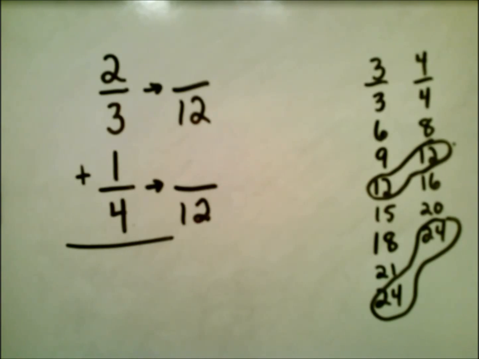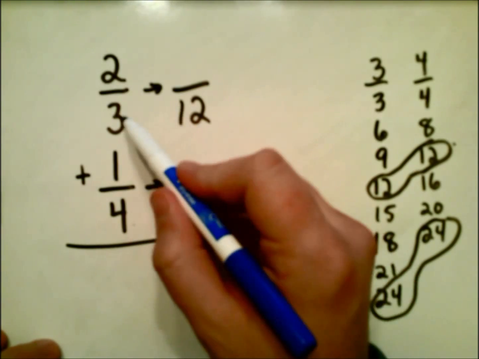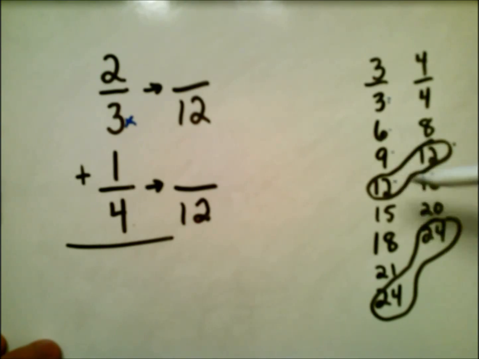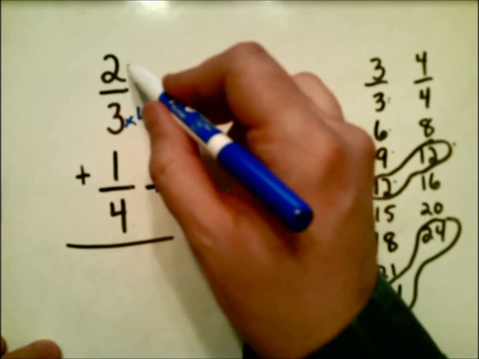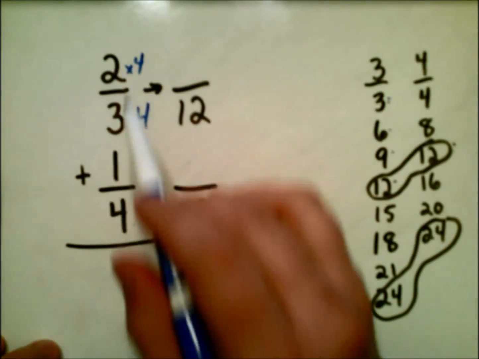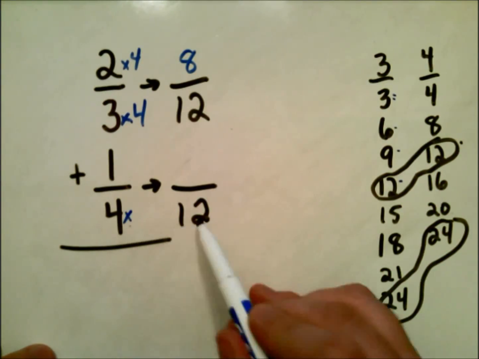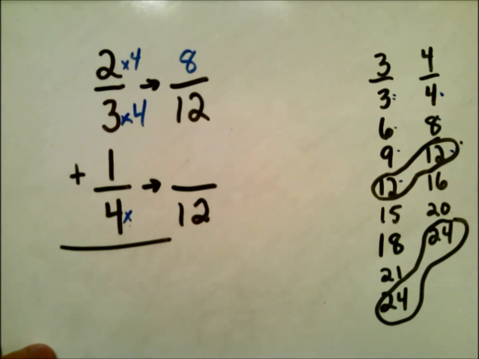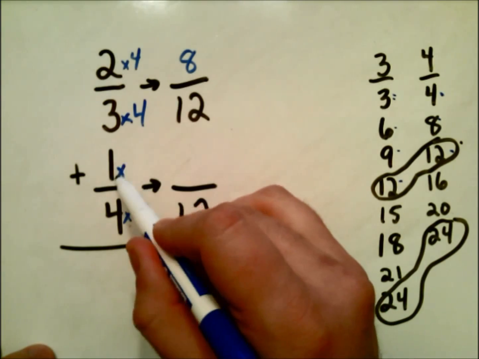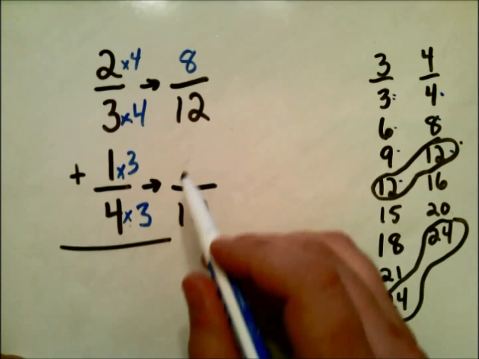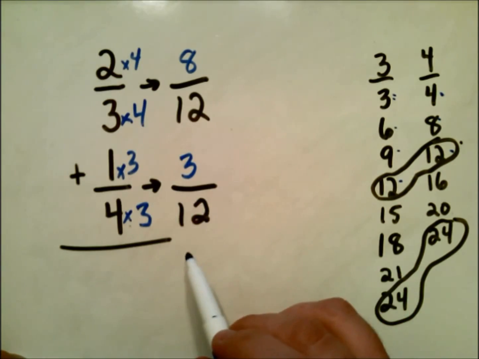Okay, and then the question I ask when I do this is, how do I get from 3 to 12? Okay, I multiplied something. I went 1, 2, 3, 4. So I multiplied by 4. I'm going to have to do the same to the top. So 2 times 4 is 8. And then how did I get from 4 to 12? 1, 2, 3. So I multiplied by 3. I'm going to multiply the same on the top, because if I do something to the bottom, I need to do it to the top. And 1 times 3 is 3.